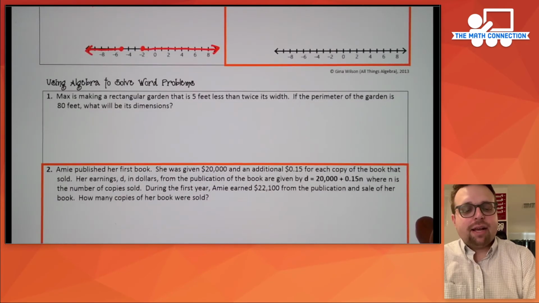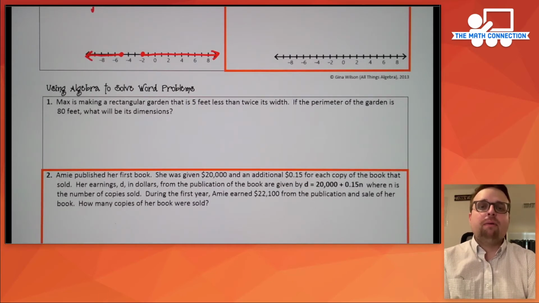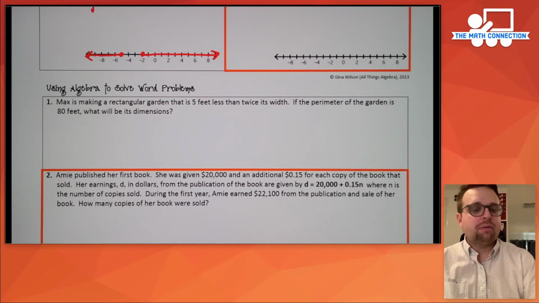So the last section on here is going to be using algebra to solve word problems. So we have 2 word problems. I'll do one and then you'll do one, okay?